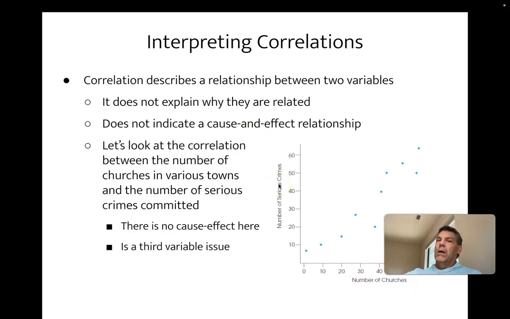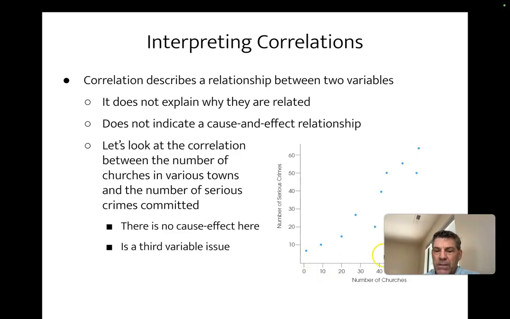Directionality problem. Also, we have B causes A. Crimes cause churches. So those are two explanations. The third explanation is what we call the third variable problem. That's where essentially the argument is that churches and crimes are not related to each other directly. They are only related to each other through a third variable. And that is likely to be the best explanation for what we're seeing here.